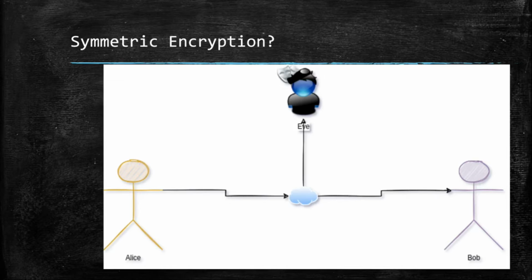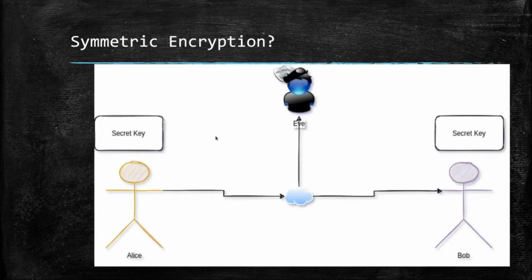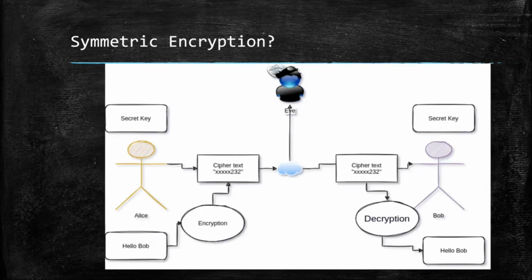So what is symmetric encryption? Imagine we have Alice and Bob and they want to talk to each other. And there is Eve in the middle. He wants to listen to their messages. In a symmetric way, Alice and Bob will have the same secret key. And the communication will happen as follows.